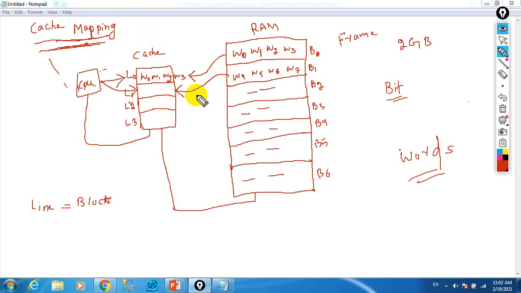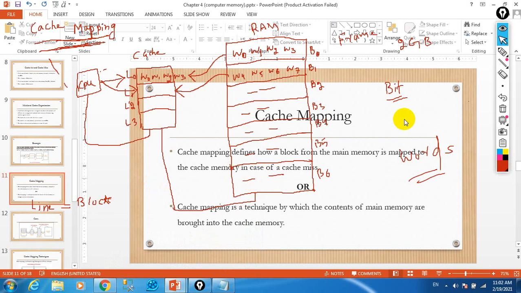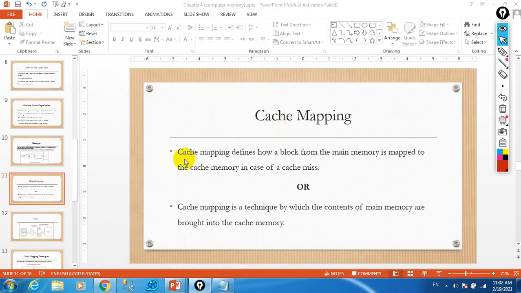So if you have any question, then you can ask about the cache mapping. So now what we have in the slides, the same thing that I have explained in this example is mentioned in the slides. Okay, so now what we have, cache mapping defines how a block from the main memory is mapped to the cache memory in case of a cache miss.